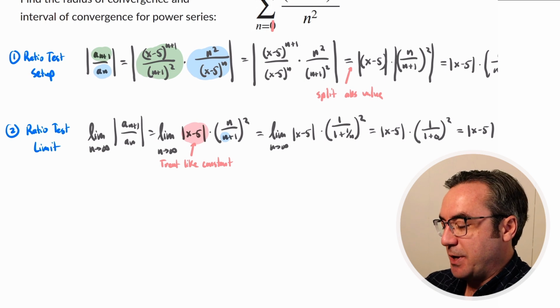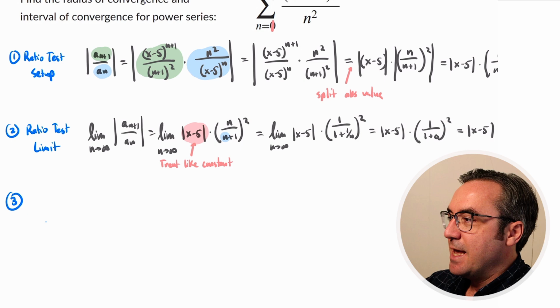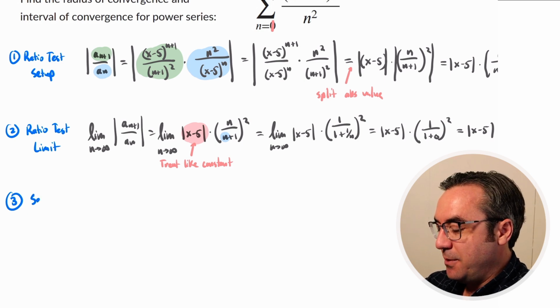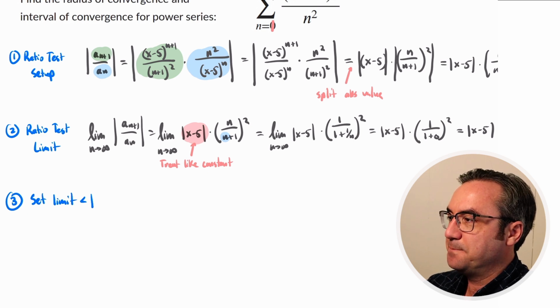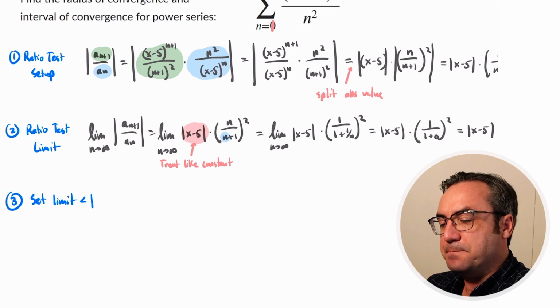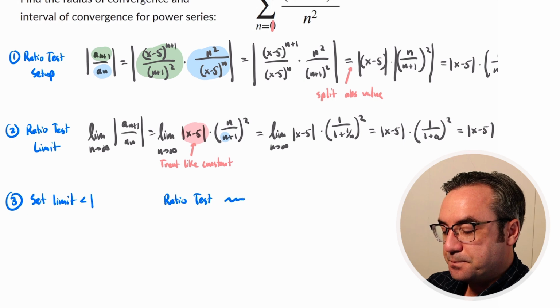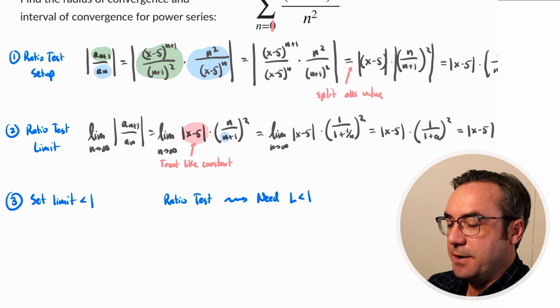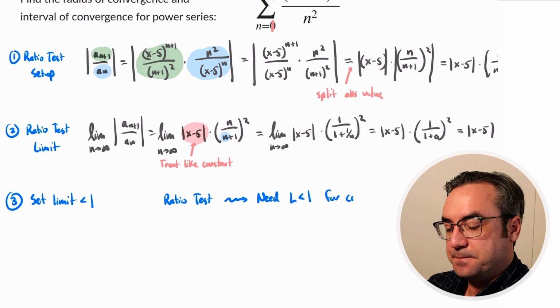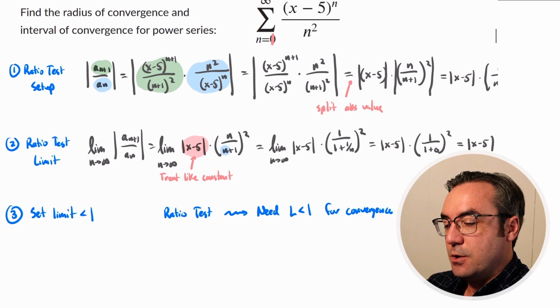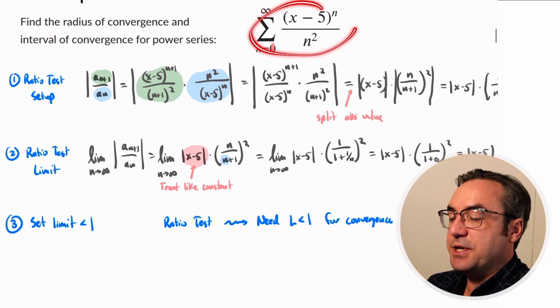Now we're moving on to step 3. In step 3, we're going to take that limit and set it to be less than 1. So why are we going to do that? Well, for our ratio test, if we remember back, what do we need? We need that limit L to be less than 1 for convergence. After all, what are we trying to do here? We're trying to figure out where this power series converges.